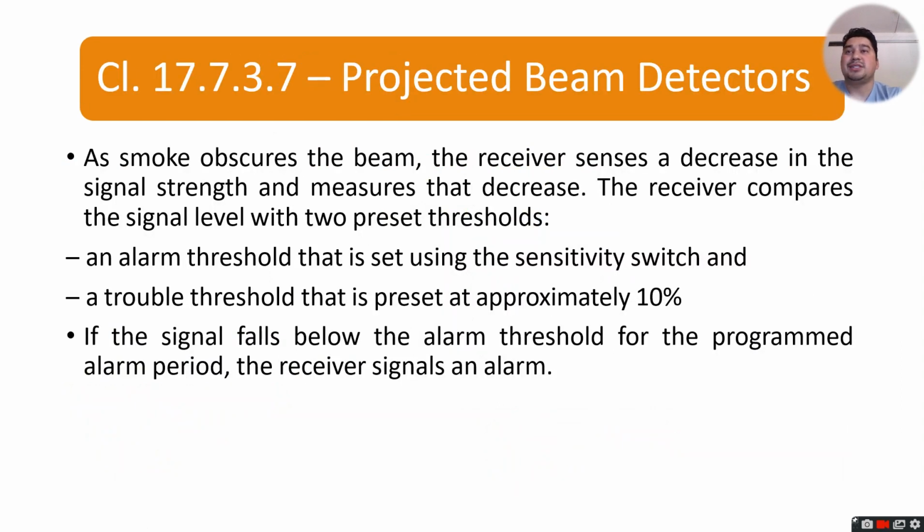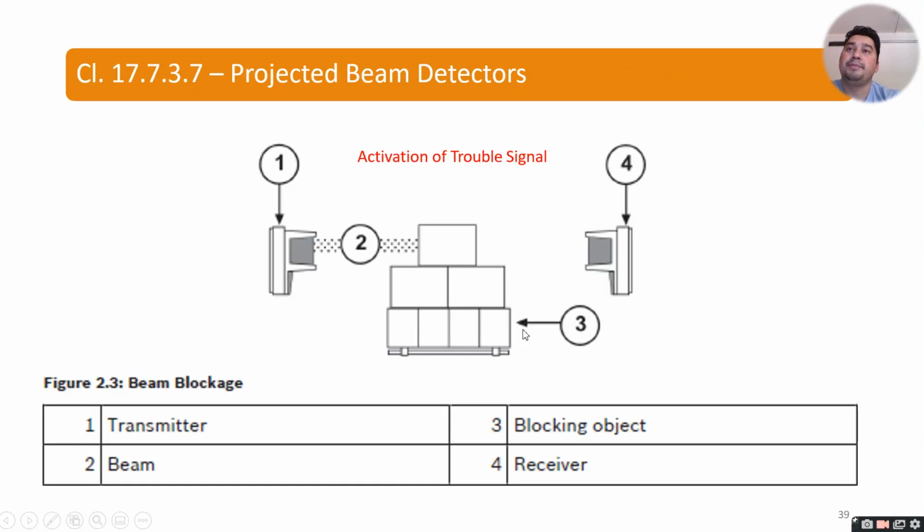Projected beam detectors: as smoke obscures the beam, the receiver sensor sees a decrease in signal strength and measures that decrease. The receiver compares the signal level with two preset thresholds: an alarm threshold that is set using the sensitivity switch, and a trouble threshold that is preset at approximately 10%. If the signal falls below the alarm threshold for the programmed alarm period, the receiver signals an alarm. If it is below 10%, then it will start to alarm.